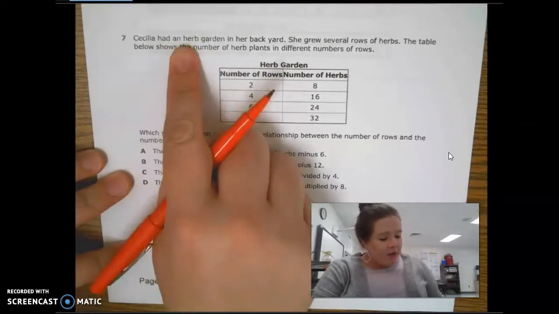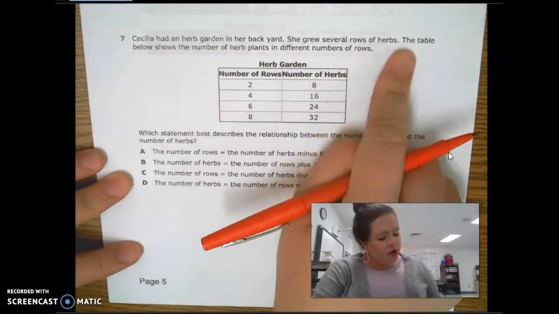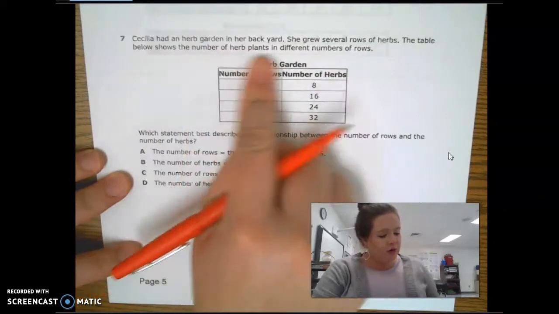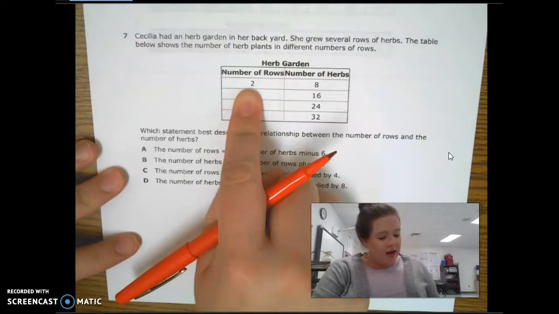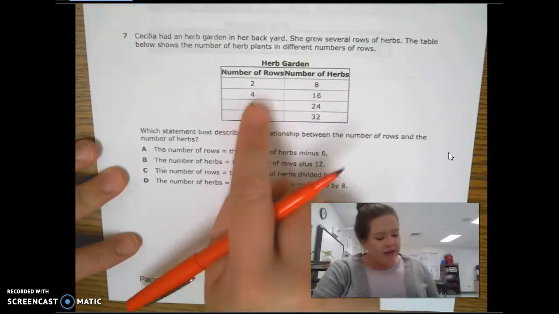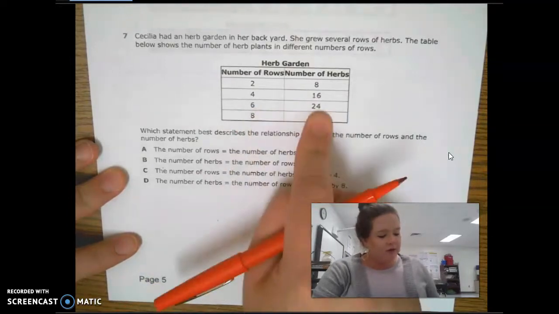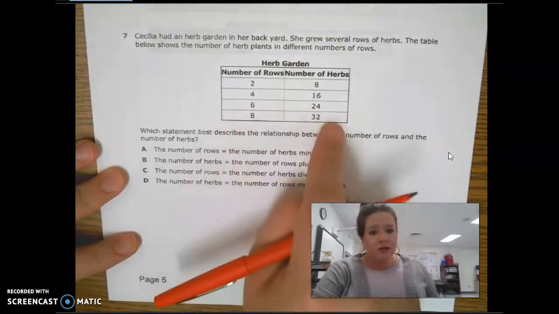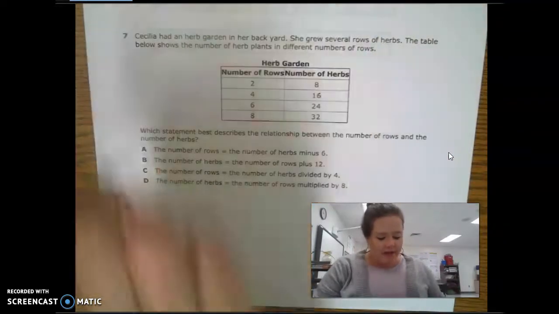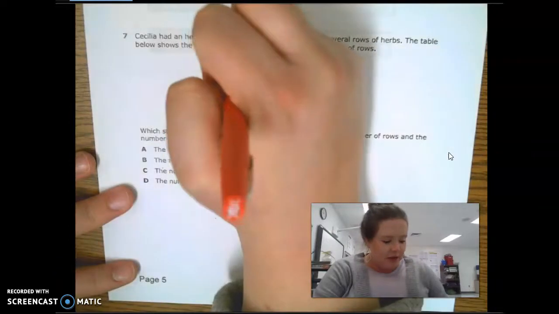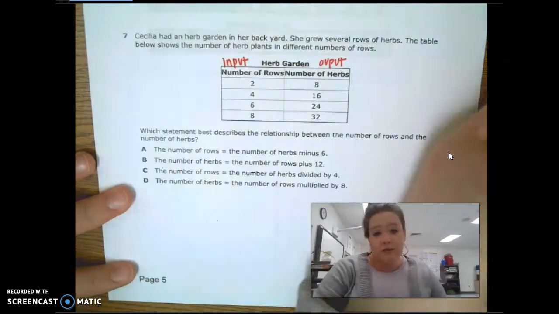Cecilia had an herb garden in her backyard. She grew several rows of herbs. The table below shows the number of herb plants in different numbers of rows. In 2 rows, she has 8 herb plants. In 4 rows, she has 16 herb plants. 6 rows, she has 24 herb plants. 8 rows, she has 32 herb plants. These are input-output tables, okay? So this is your input. This is your output, or relationship tables.